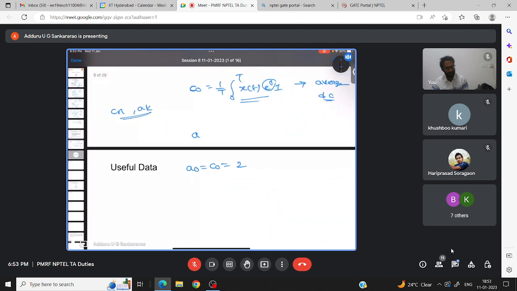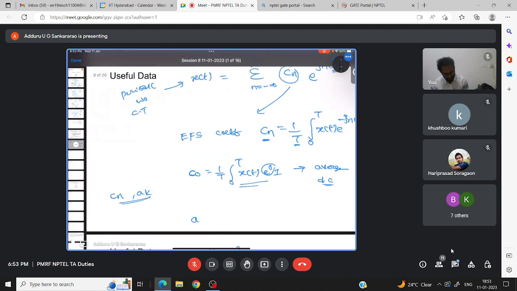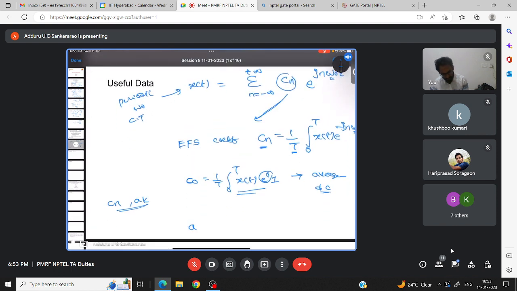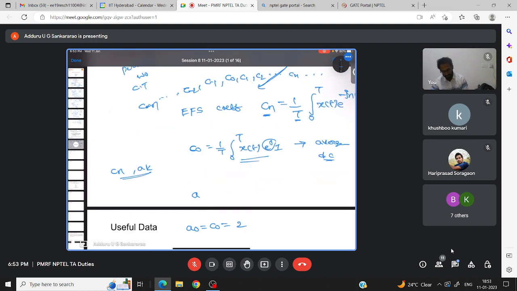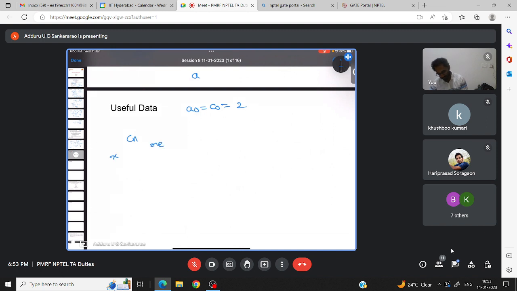X of t is real and even. If x of t is real and even, then c n, sorry, actually here if you see the coefficients, n is varying from minus infinity to 0 to infinity. That means coefficients are c naught, c1, c2 up to c n, and so on. This side is c minus 1, c minus 2 and so on up to c minus n. If the signal x of t is real and even, then later you can check, c minus n is c n's complex conjugate.